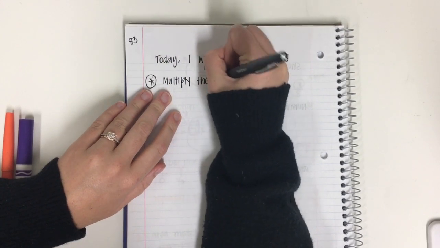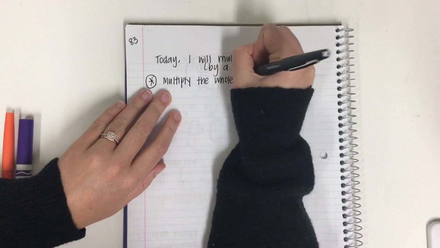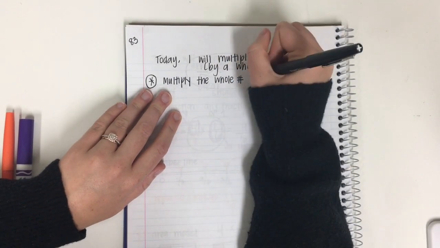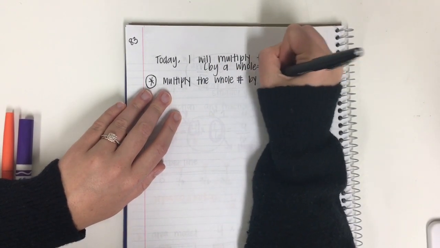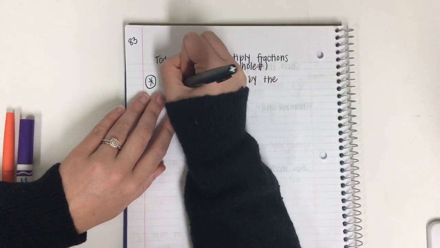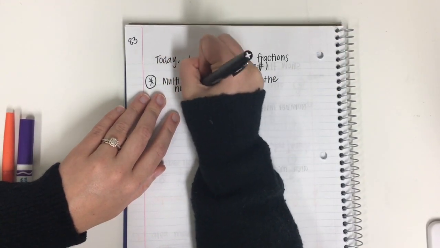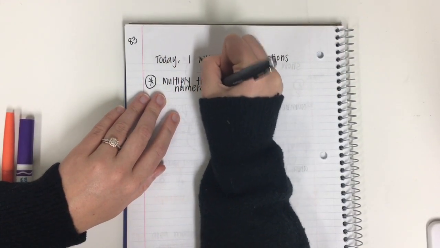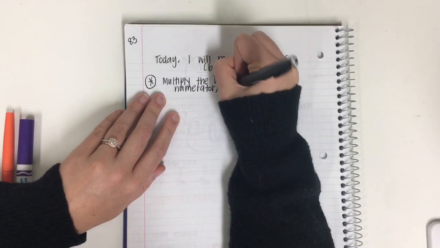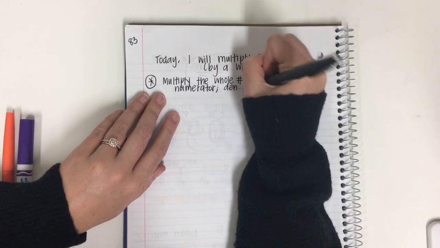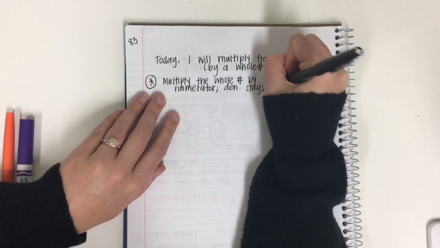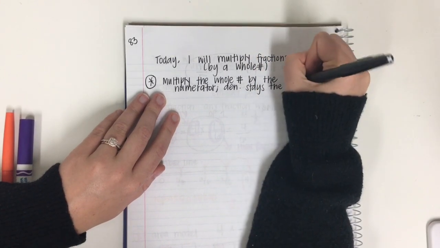So something to remember is that you multiply the whole number by the numerator, right? Denominator stays the what? Same, of course.